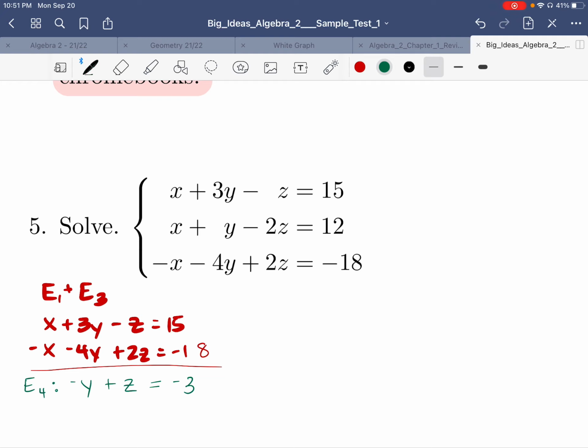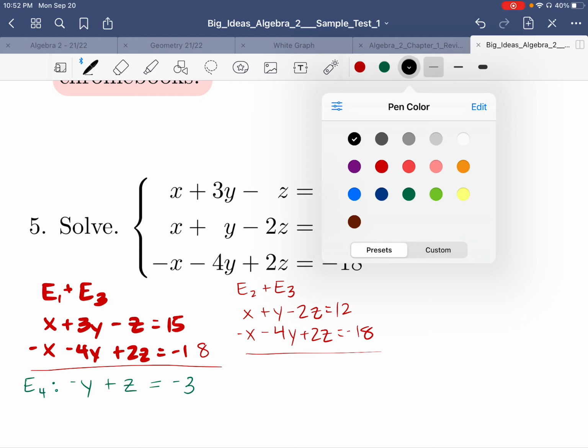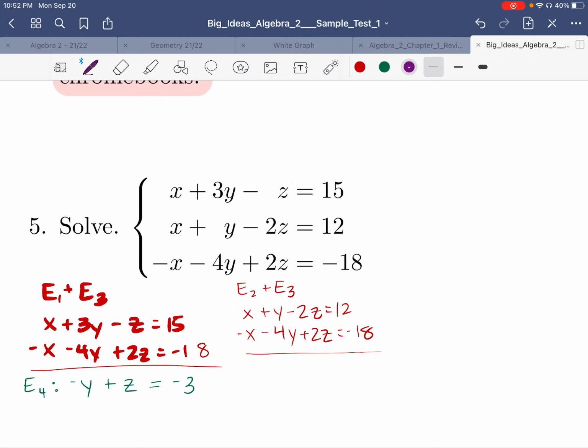Hopefully I didn't do anything wrong. And then now I'll do the same exact thing. I'm going to do E2 and E3 this time. So I'll use E2 plus E3. Just to document, I like to write it down just so we know what we're dealing with. E2 is x plus y minus 2z equals 12, and E3 is negative x minus 4y plus 2z is equal to negative 18. We go ahead and combine these, and this is going to give us our E5 essentially. The x's cancel, pretty sweet.